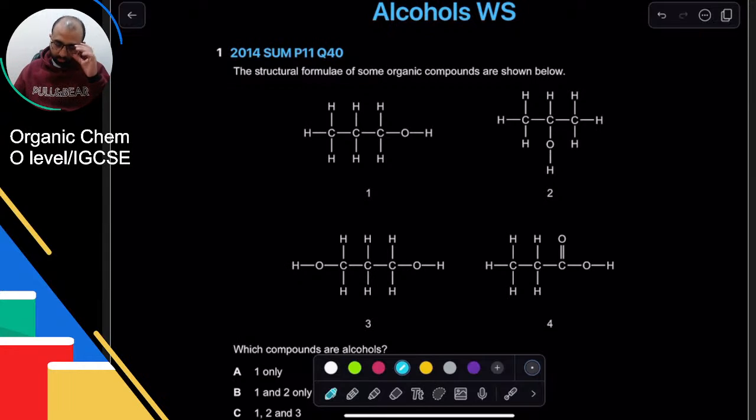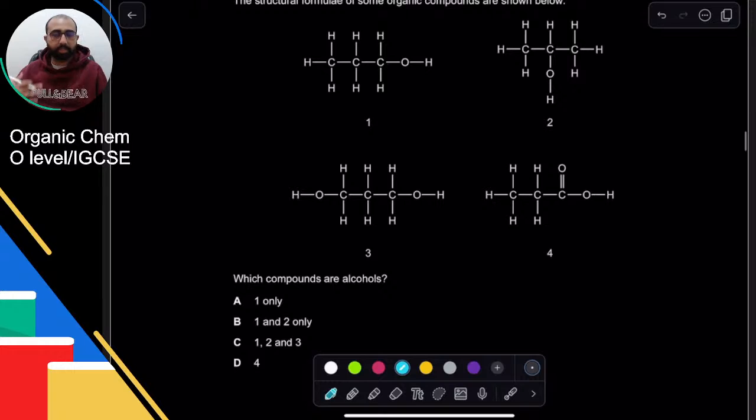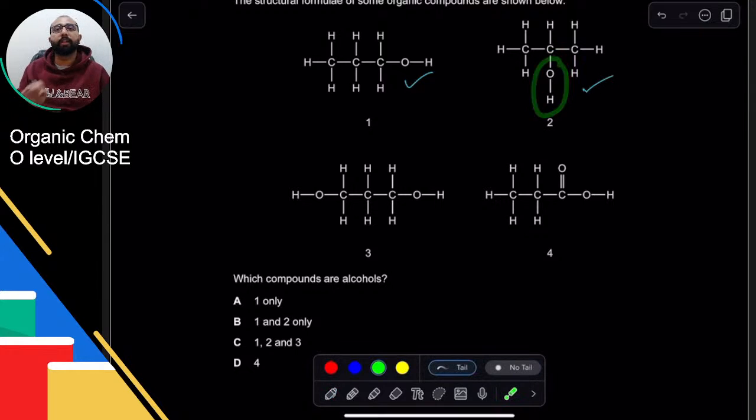Okay. The structure formula of some organic compounds are shown. Which compounds are alcohols? How do you identify alcohols? They should have OH bond in them. OH होना चाहिए उसमें. So this one is alcohol. This one is alcohol. Notice that carbon के साथ OH है तो alcohol है. Doesn't matter कहाँ पे. कार्बन के साथ होना चाहिए.